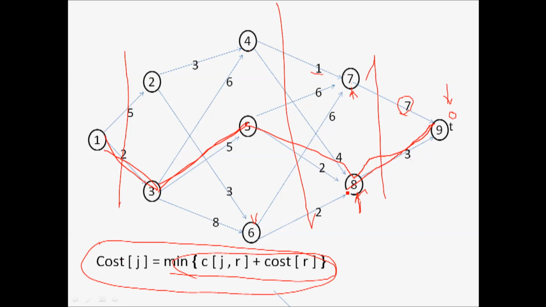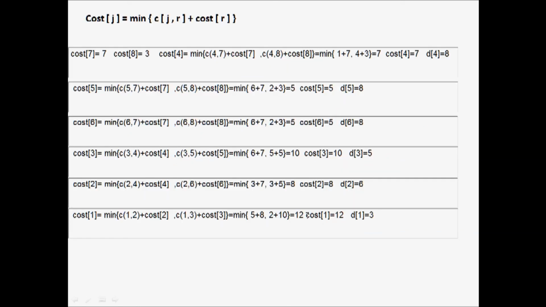This will be the shortest path of this multi-stage graph, and the cost is given by the cost matrix which we have calculated in the last step of our algorithm.